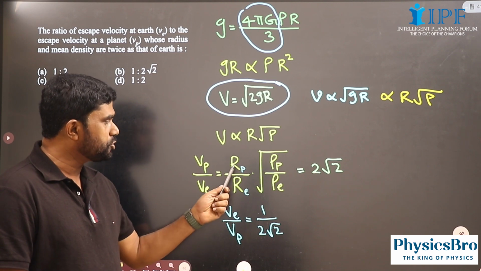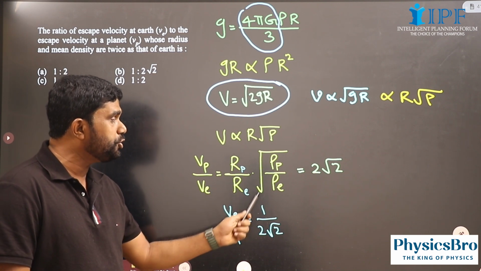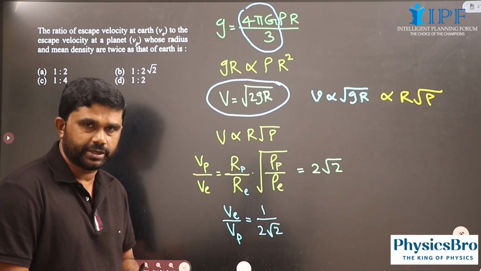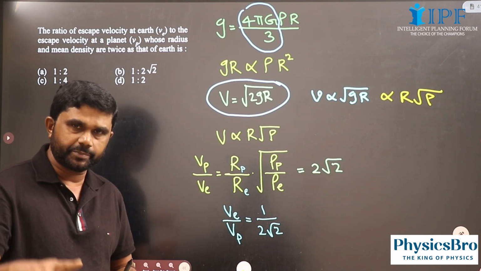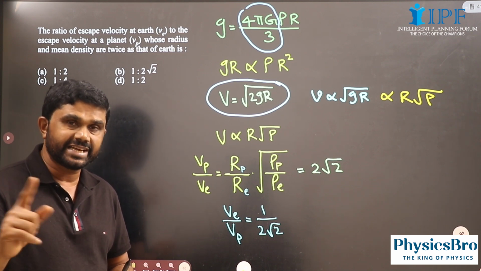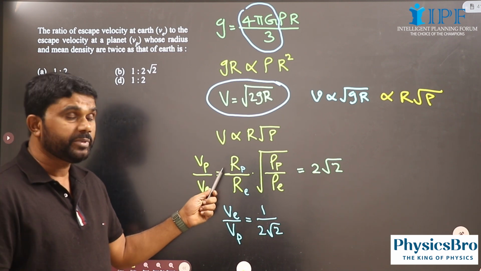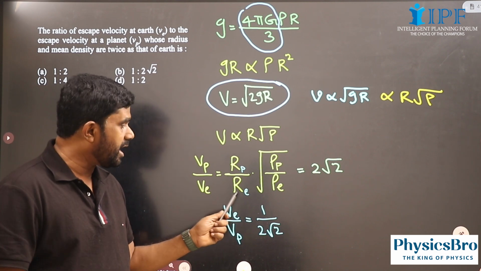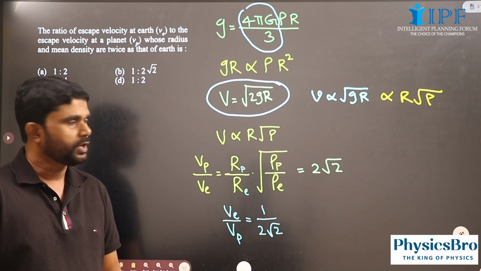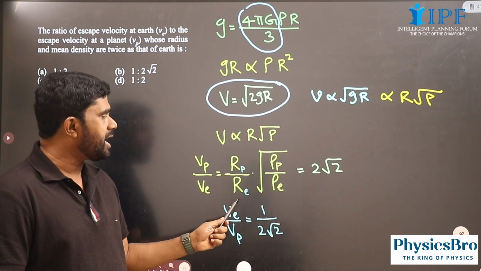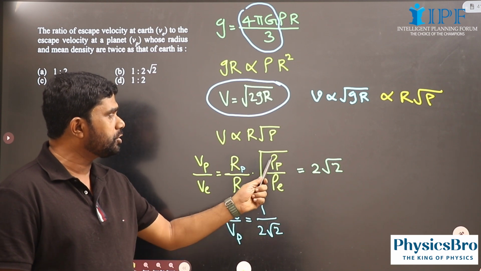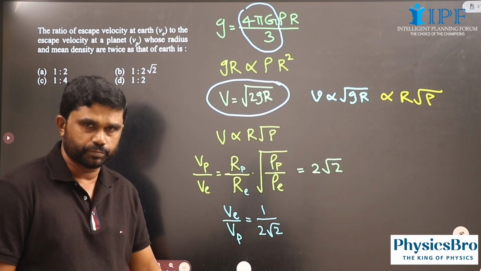Okay, that is equal to Rp by Re into root of rho p by rho e. Rho p means density of the planet, rho e means density of Earth, Rp means radius of the planet, and Re means the radius of the Earth. Rp by Re we have 2, and under root rho p by rho e, that is root 2.